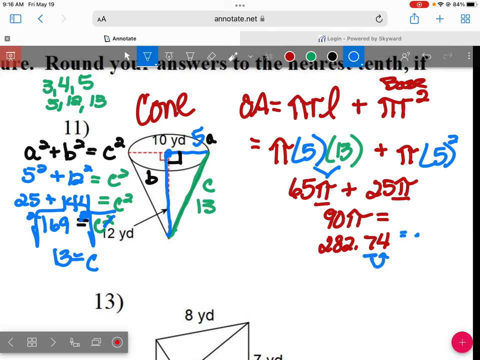So that's going to be 282.7 yards, and we're finding area, so it is squared. So surface area, 282.7 yards squared.